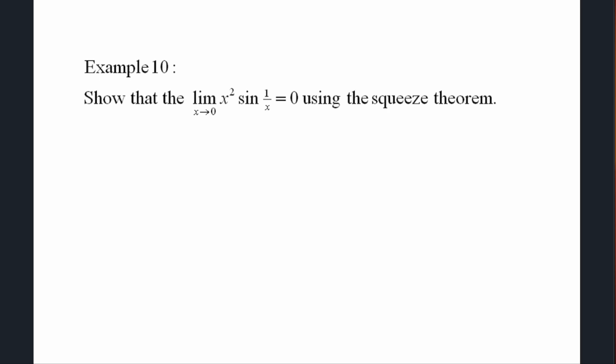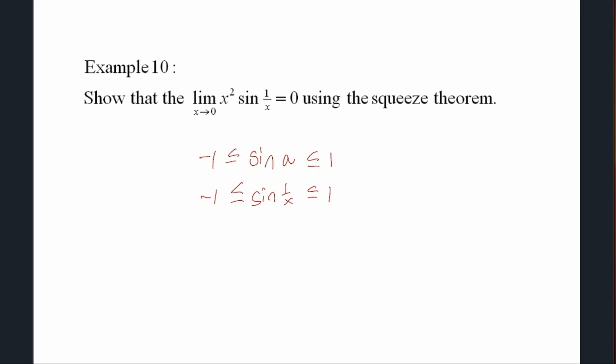Okay, so let's think about this for a minute. Would you agree that the sine of anything is always stuck between positive 1 and negative 1? We know that about the sine function. It is always stuck between positive 1 and negative 1. Now, that's the one thing we know. So would you also agree that the sine of 1 over x also is somewhere between positive 1 and negative 1?